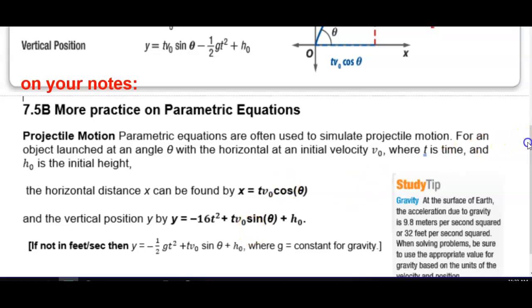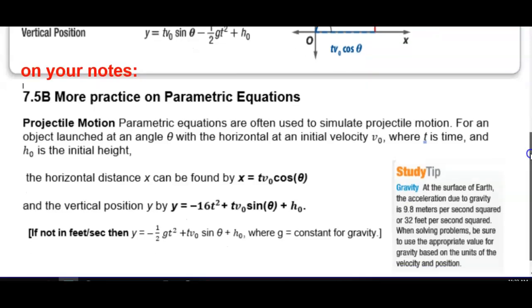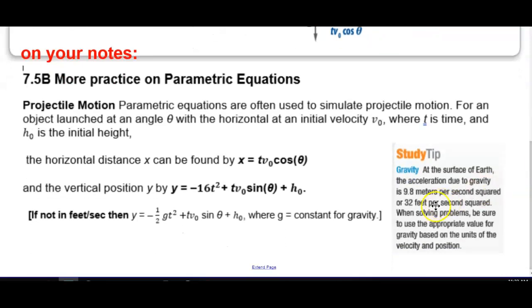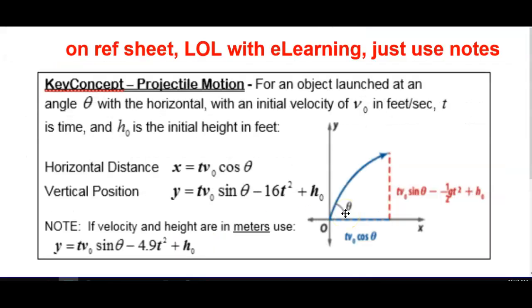If you were to do one that was in meters per second, then it would change here and you would put in 9.8, which would make this negative 4.9 t squared. All right, moving on. Here, this is what it would say if we had a reference sheet. It would say if it's in meters, you use this formula.